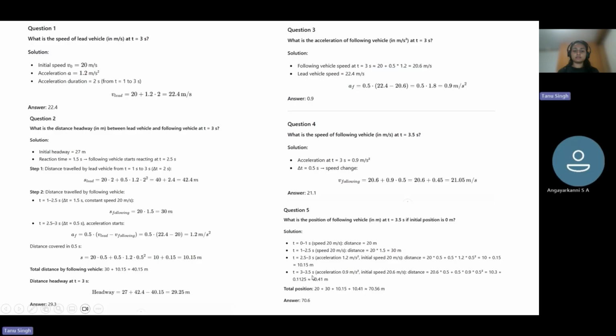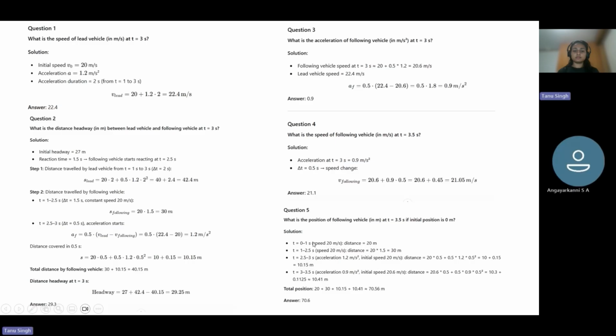And then for 3 to 3.5 we apply similarly. We have the acceleration here as 0.9, so we applied ut plus half at square to get the distance for time 3 to 3.5 seconds as 10.41.